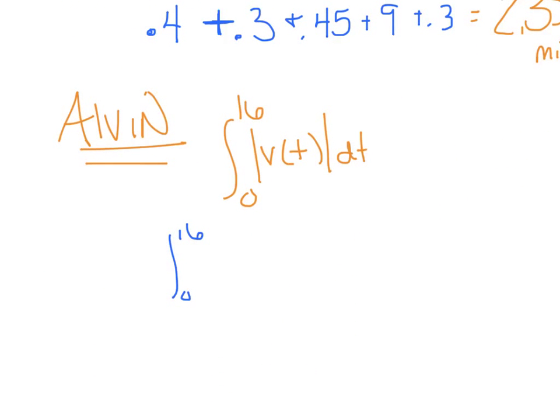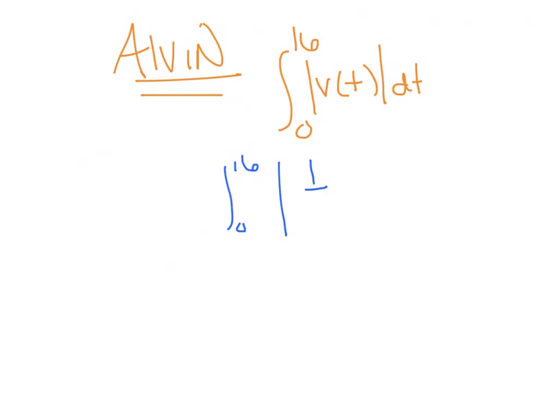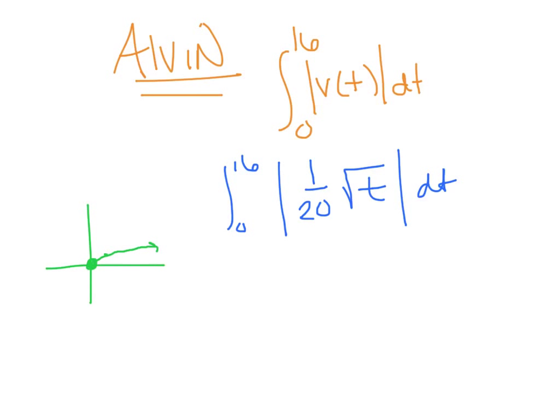So 0 to 16, taking the absolute value of my 1/20th radical t dt. Now, because it's absolute value, this is one you have to sketch. I know what the square root of t looks like, and I'm going to multiply all that by 20th. If you don't know, plug in 0: square root of 0 is 0 times a 20th. The square root of 4 is 2 times a 20th is 1/10. It's just going to grow super small like that from 0 to 16. Now, because this is all above the x-axis already, I don't need to worry about the absolute value. That will just disappear. All right, so let's go ahead and integrate.